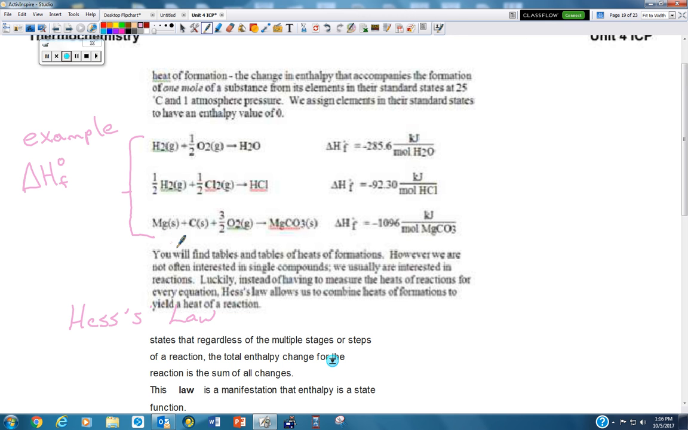And then this last one, magnesium plus carbon, is 3/2 O2 to form magnesium carbonate, and that has a heat of formation of negative 1096 kilojoules per mole of it.